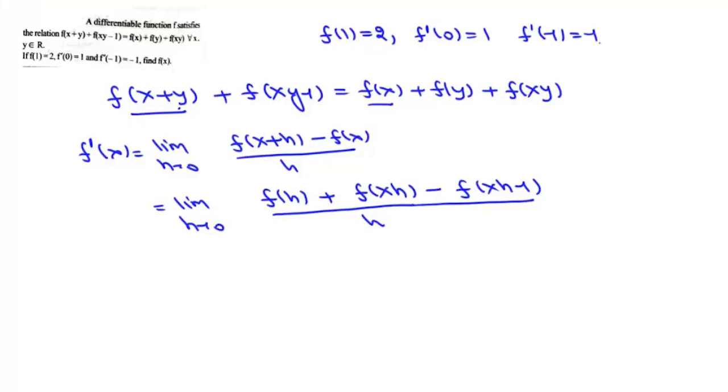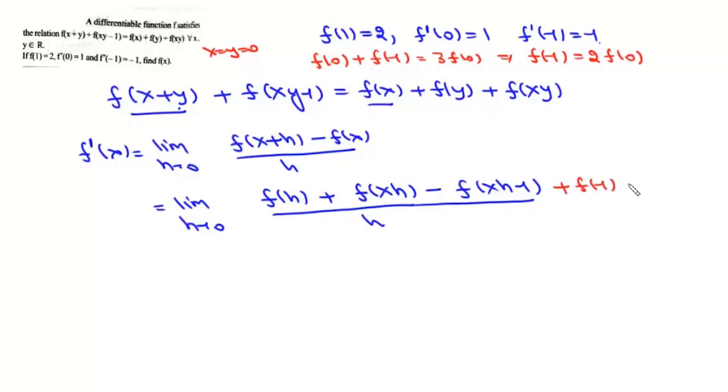So what we'll do is we'll put x and y as both 0. Now if we put x and y as both 0, we can write f(0) plus f(minus 1) will be equal to 3 times f(0), or f(minus 1) is 2 times f(0). Now what we'll do is we'll add f(minus 1) and we'll subtract 2 f(0).